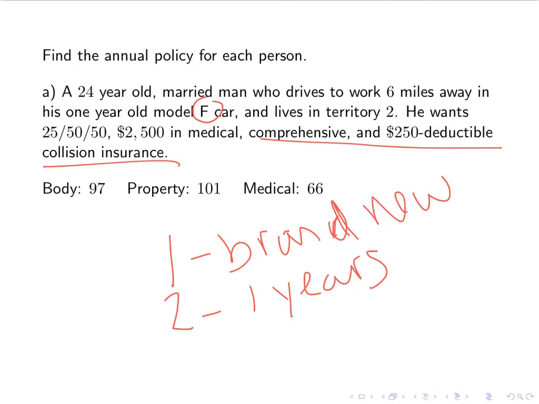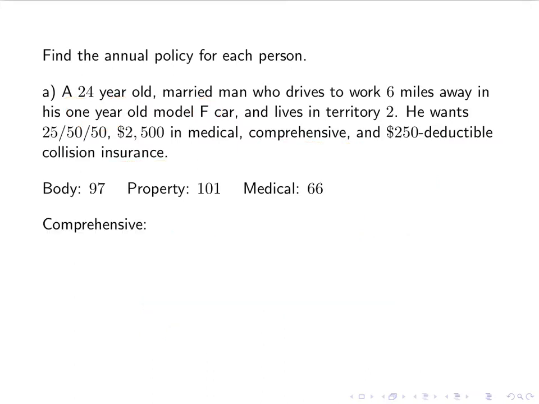Okay, so it's a little confusing. Age group 1 is not a 1-year-old car, it's a brand new car. Age group 2 is a 1-year-old car. Age group 3 is a 2-year-old car. And age group 4 is 3 or older. Okay, so it is a 1-year-old car, so we're looking at age group 2. So model class F, which is between A and G, age group 2, Territory 2, comprehensive, we should be getting 56.